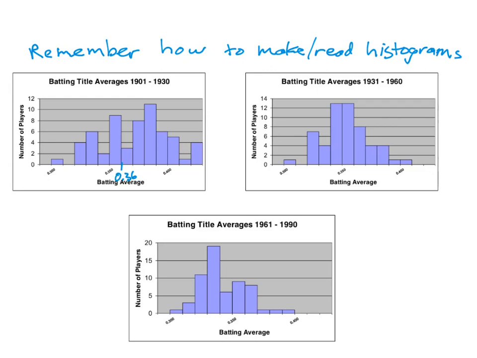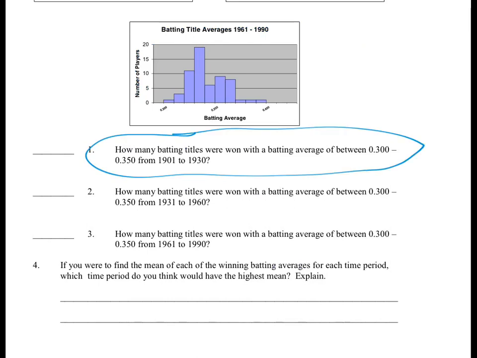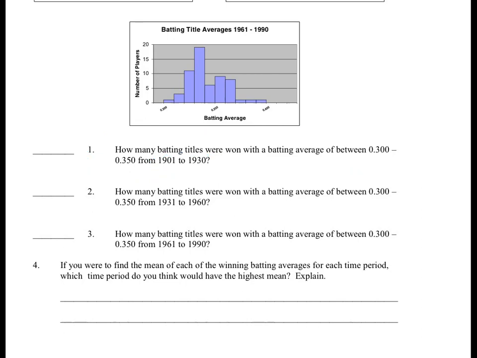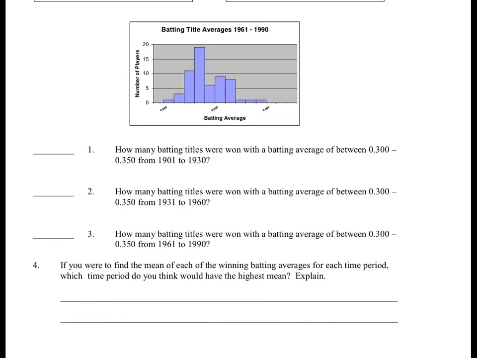Now we're going to be asked quite a bit of questions about these 3 graphs here. How many batting titles are won with a batting average between 0.3 and 0.35 in the 01 to 1930 category? So we're looking from 0.3 here to 0.35. And now we have to count this up. You're going to figure out how tall these bars are, which is that one's 1 tall, this one's 4 tall, this one's 6 tall, this one's 2 tall. And you're going to add those up. 4 plus 6 is 10, plus 1 is 11, plus 2 is 13. So looking at 13. And then you go to the next one.